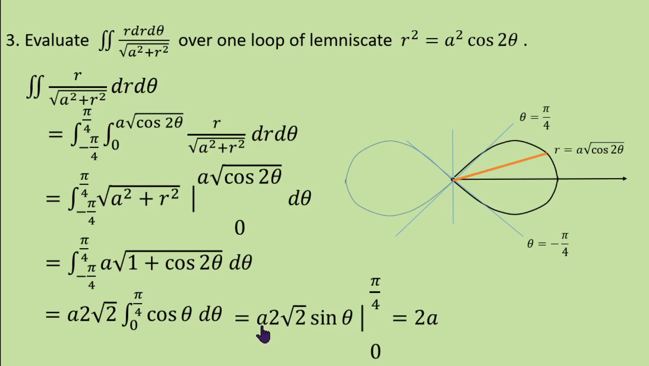So, it is very simple. 2 root 2 a, the integral of cos theta is sin theta, the upper limit is pi by 4, the lower limit is 0. Sin 0 is 0, and 0 into anything is 0. Therefore, the lower limit value is 0. The upper limit value is 1 by root 2, because sin of pi by 4, sin 45 degrees, you already studied in first PU. Cancel root 2. So, the answer is 2a. Therefore, the double integral of r dr divided by root a square plus r square over one loop of the lemniscate r square equal to a square cos 2 theta is 2a. I hope you got the idea.